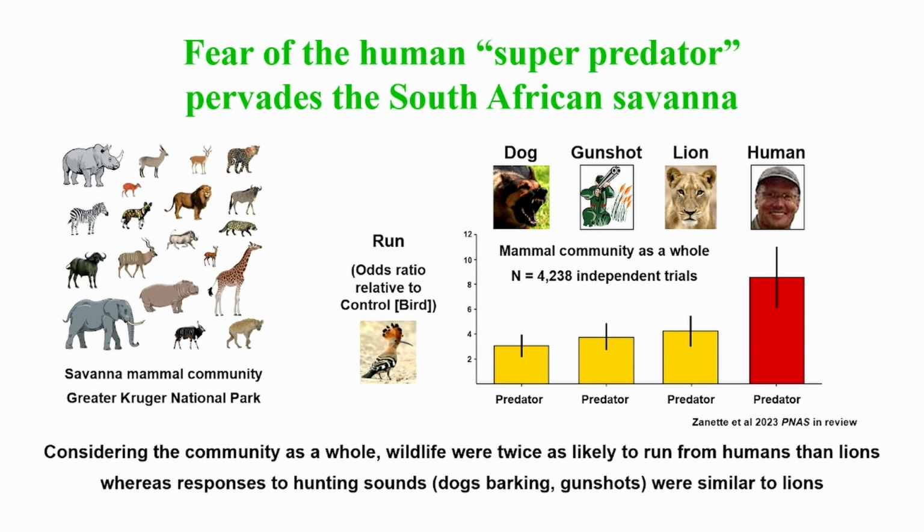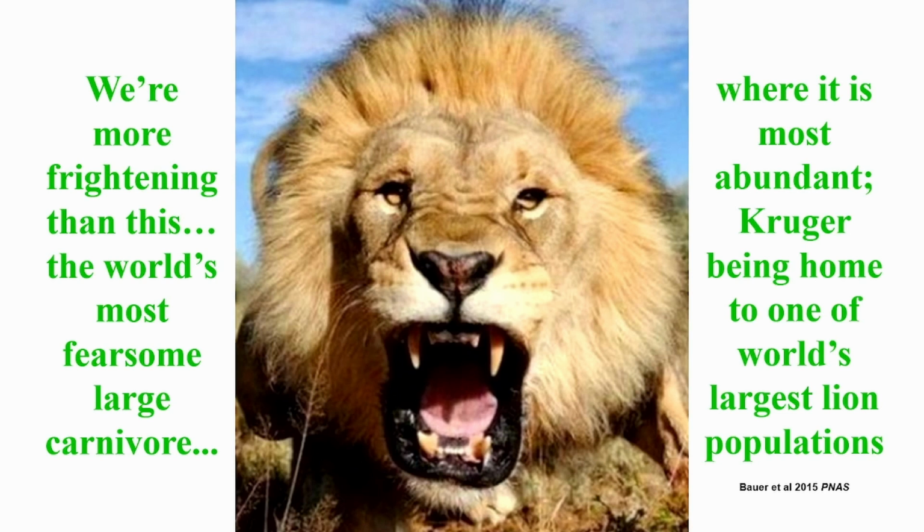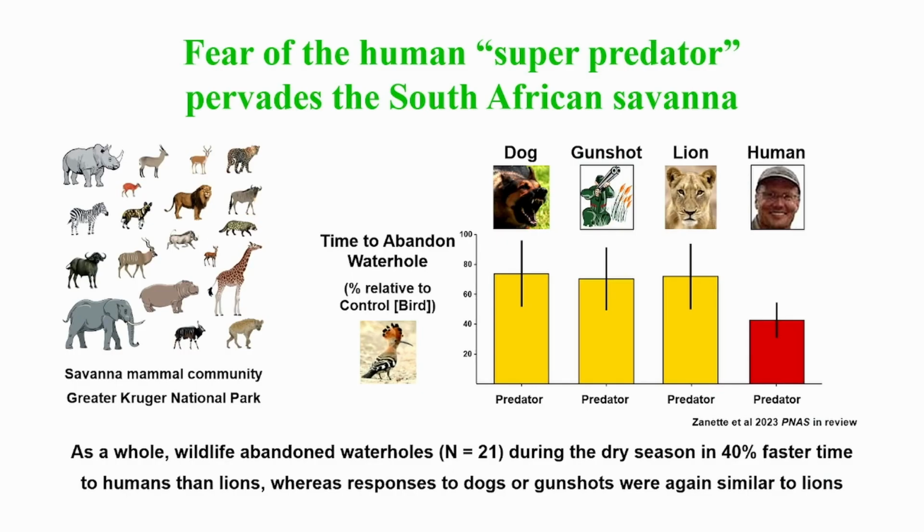So let's think about this for a sec. We're more frightening than the world's most fearsome large carnivore, where it is most abundant, Kruger being home to one of the world's largest lion populations. Now, the experiment was conducted at waterholes during the dry season, and as a whole, wildlife here abandoned waterholes during the dry season 40% faster to humans than lions, whereas responses to dogs or gunshots were again similar to lions.